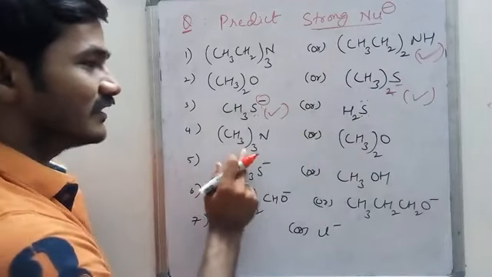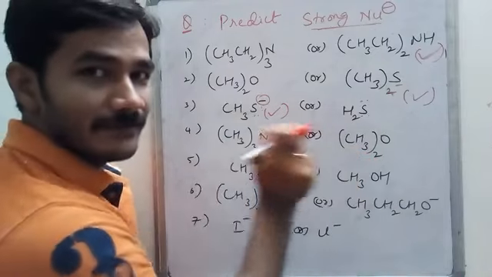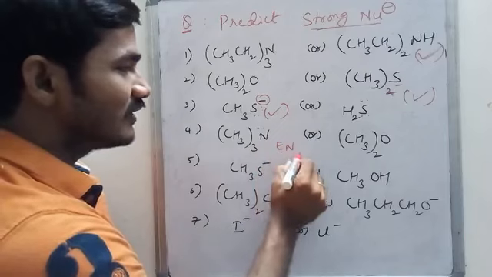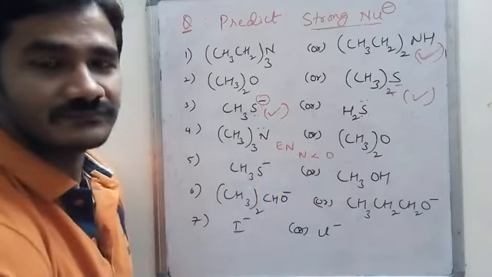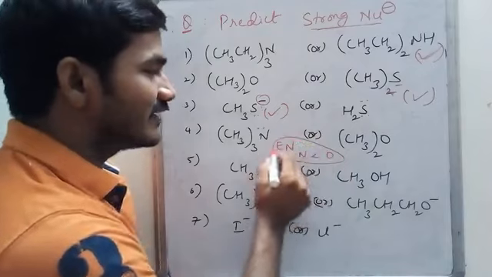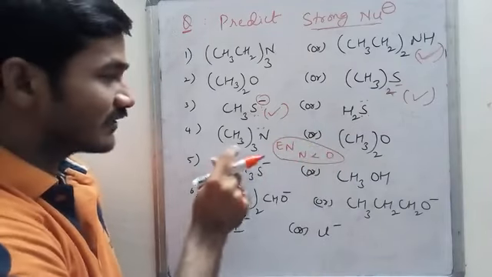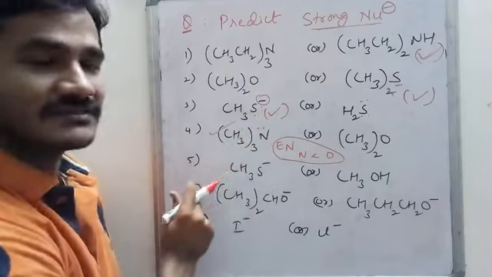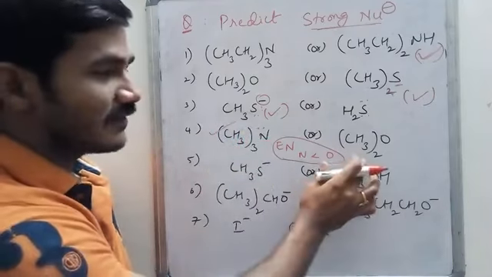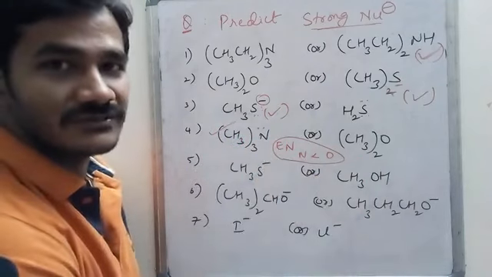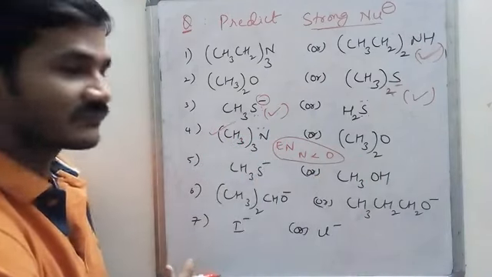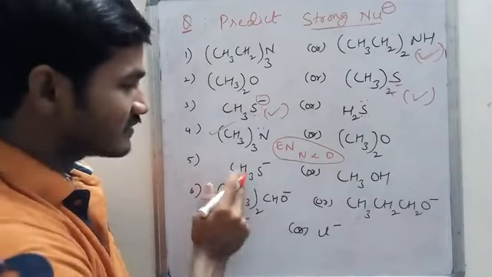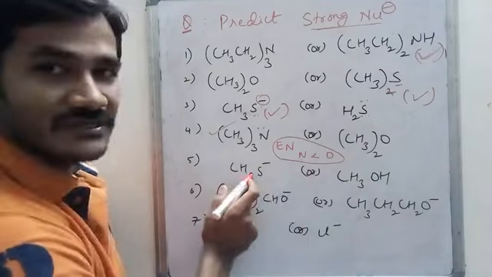Among these two, this is more bulky, this is less bulky. But nitrogen is less electronegative. Electronegativity of nitrogen is less than oxygen. So this electronegativity factor dominates here. As the electronegativity factor dominates, I write the tertiary amine in this case as the strong nucleophile, even though it is more bulky. Among these two, methyl sulfide and methanol, obviously here sulfur, here oxygen, and a negative charge is always a strong nucleophile.